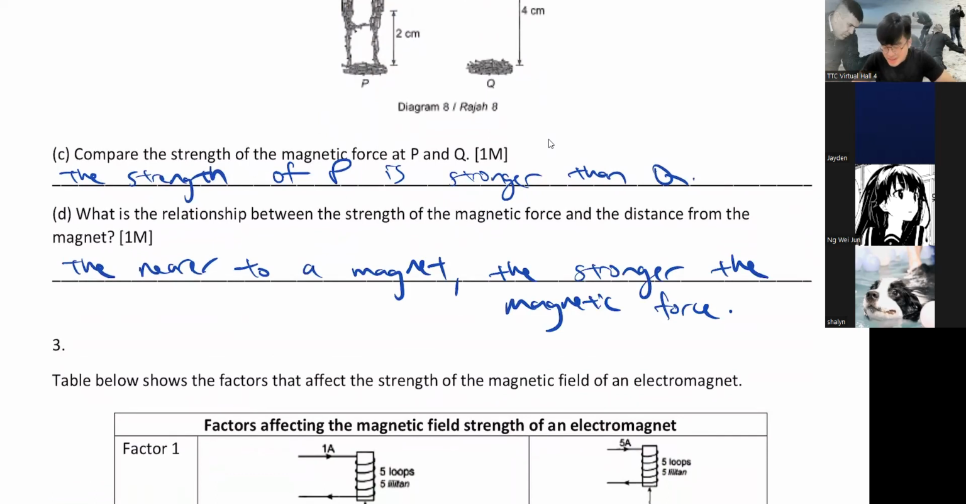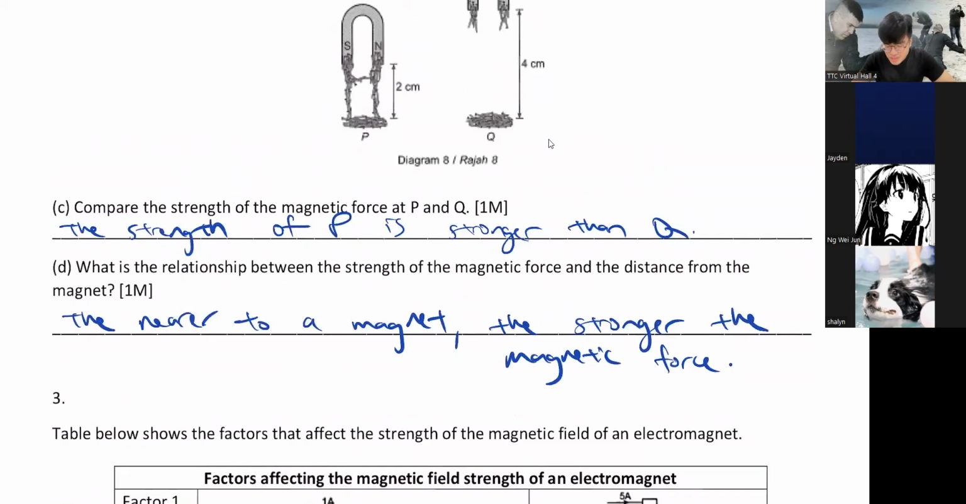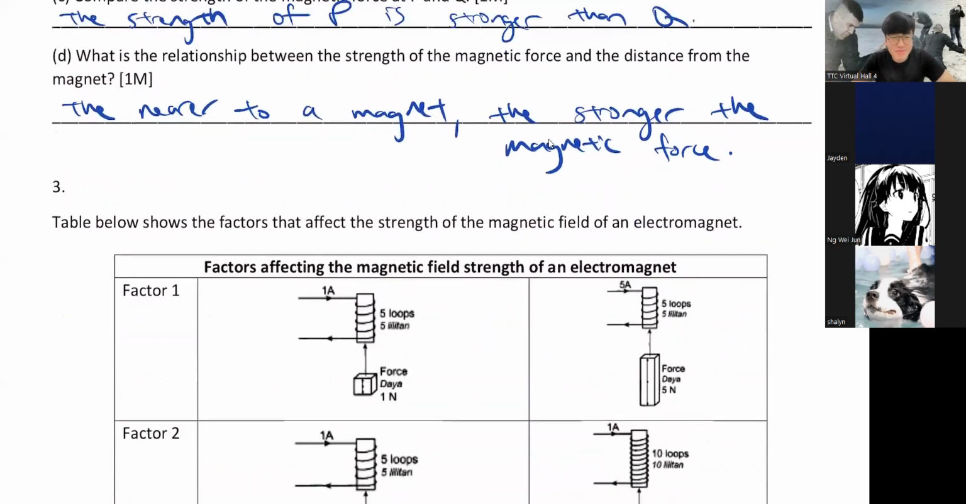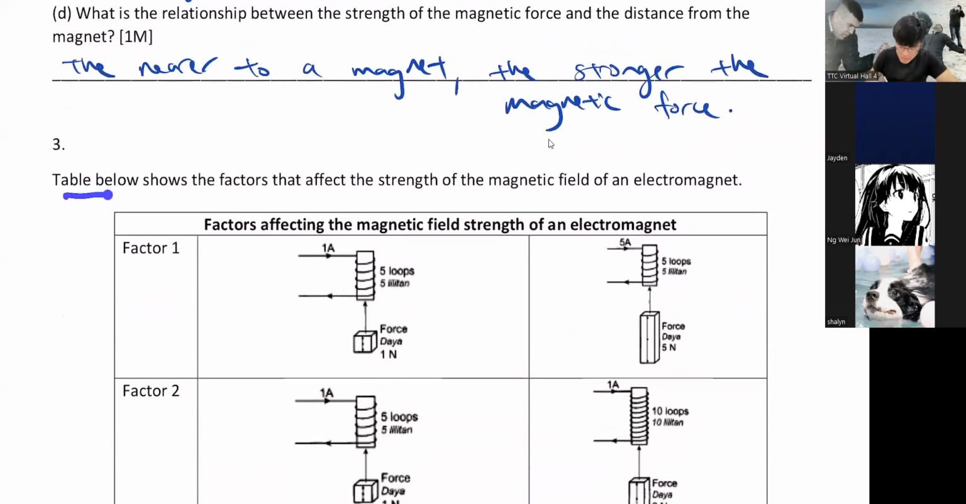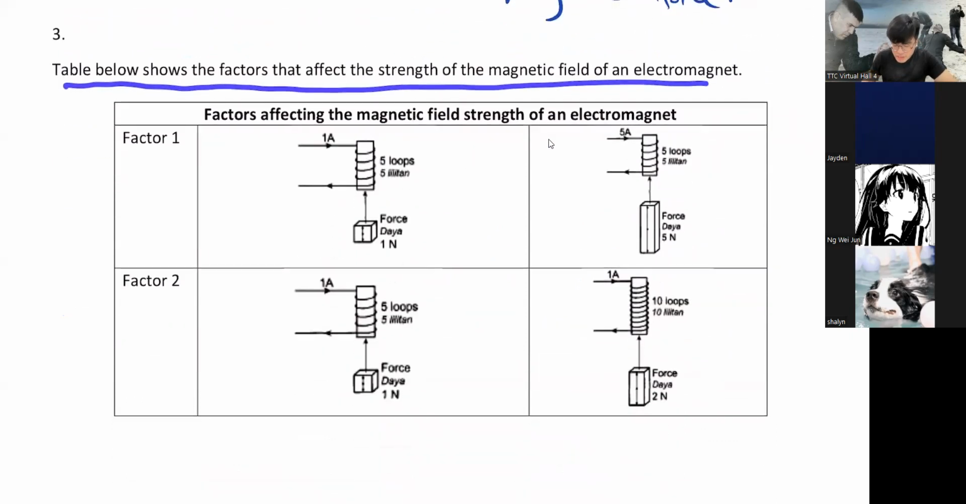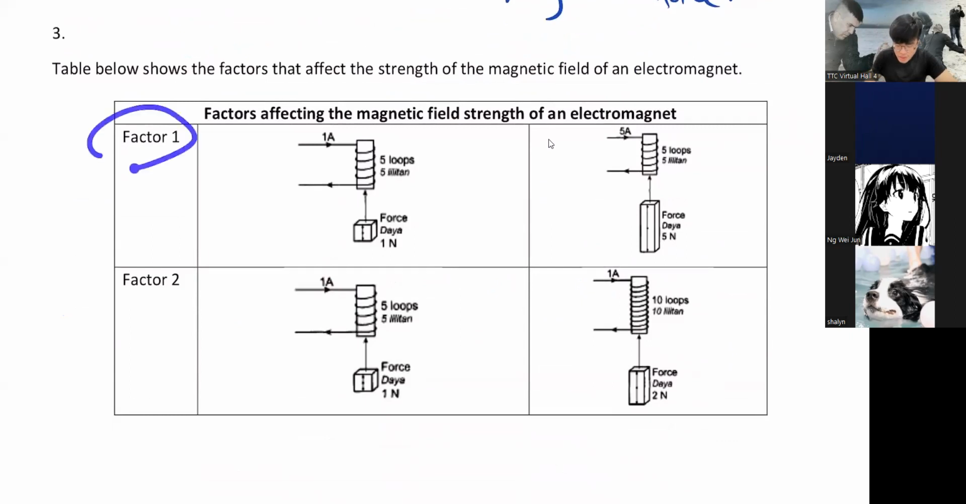Right? Common sense, right? Okay, so I don't want to spend too much time here. Guys, this is very straightforward. So number 3, the table below shows the factor that affects the strength of the magnetic field of an electromagnet. So we have 2 electromagnets here. Factor 1. What is different here? You see, this is 1 A, this is 5 A. So apparently, this magnet is stronger. Why? Because you see, same number of loops, but this is 1A, this is 5A.